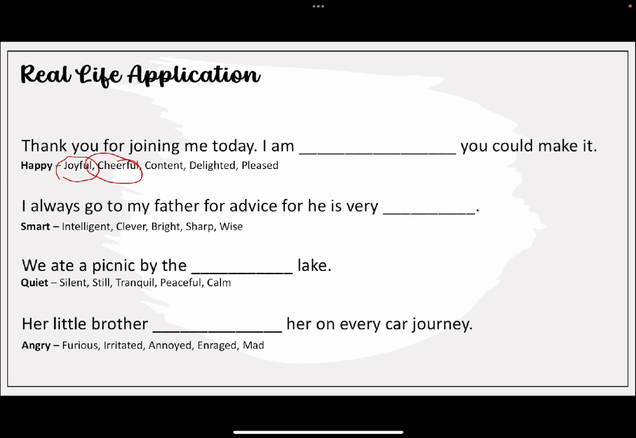Let's go to example 2. I always go to my father for advice, for he is very, my list here, smart, intelligent, clever, bright, sharp, wise.